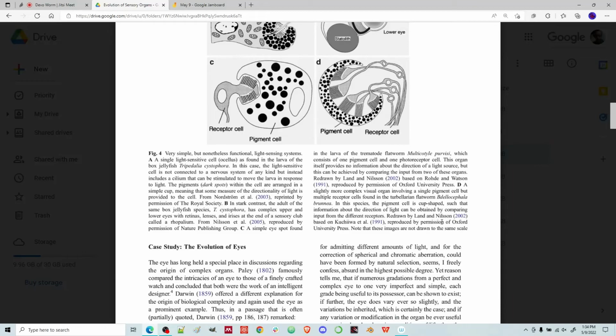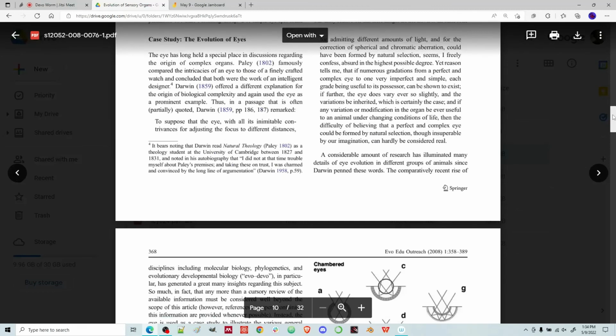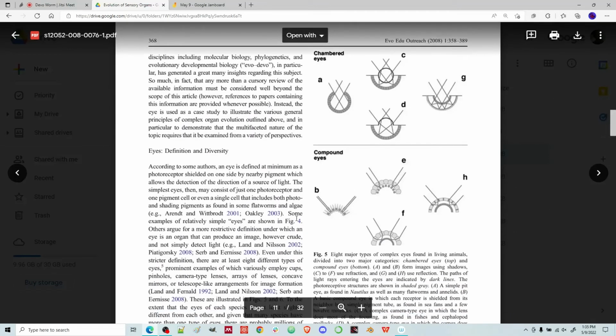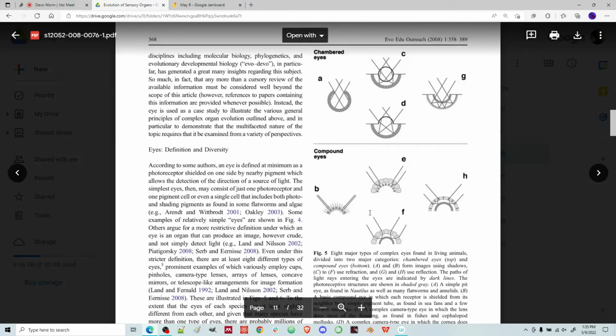Nilsson is actually a good resource for eye evolution. Nilsson, 2005, is the same author. These papers are pretty good if you want to find out more about the evolution of eyes. This is another example, chambered eyes versus compound eyes.